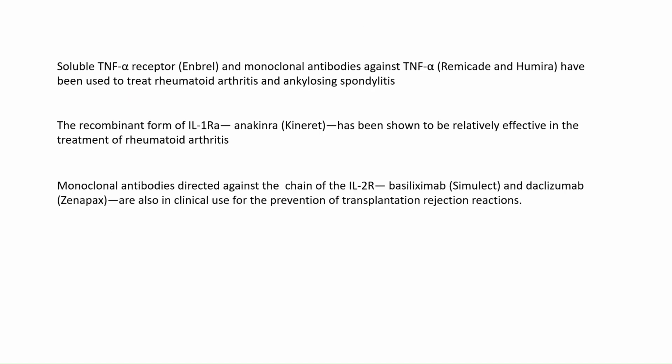Now, a few more examples: soluble tumor necrosis factor alpha receptor and monoclonal antibodies against TNF alpha have been used to treat rheumatoid arthritis. Recombinant form of interleukin-1RA is used for the treatment of rheumatoid arthritis again. Monoclonal antibody against interleukin-2R is used for the prevention of transplantation rejection reactions. So these are examples of some clinically approved methods to protect, cure, or provide beneficial effect for patients suffering from such diseases.